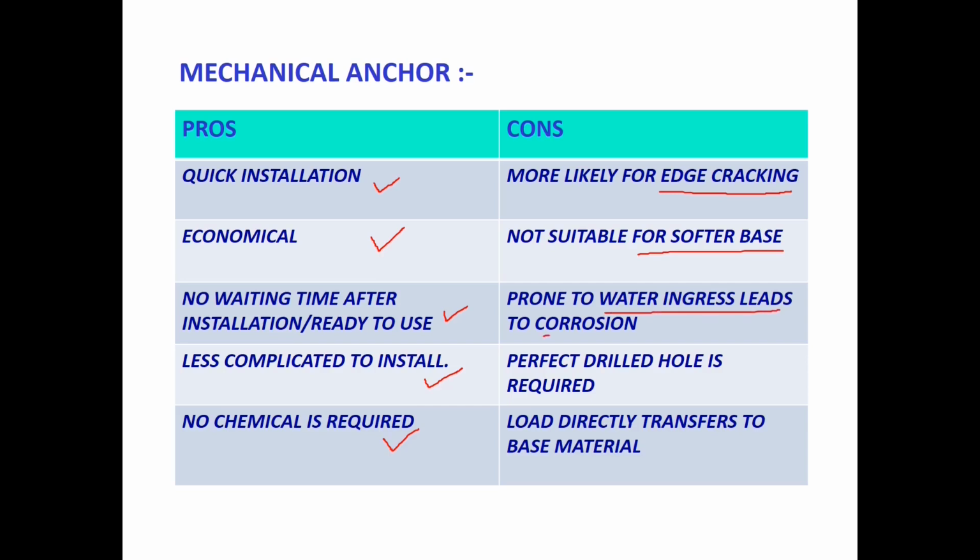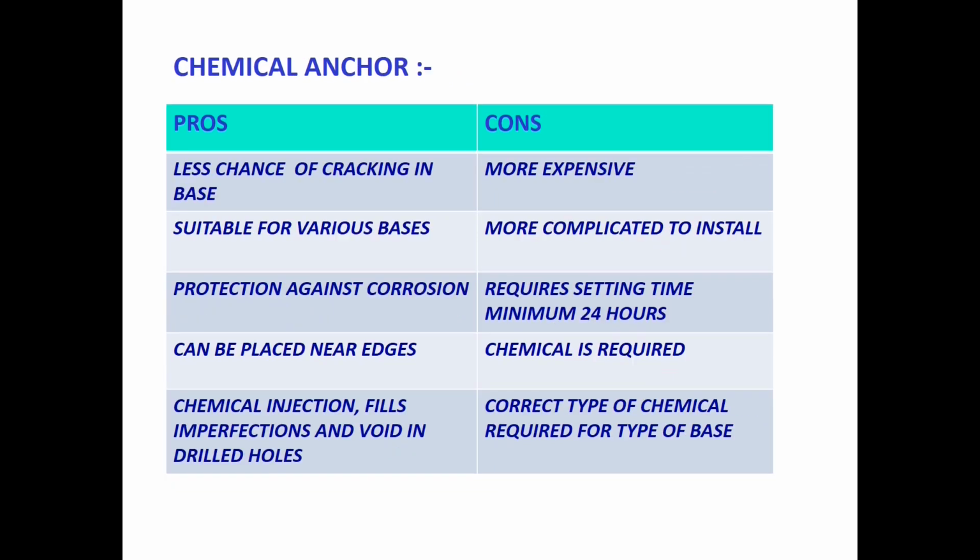Also, clean hole drilling is expected within the construction base, otherwise a perfect interlocking mechanism will not happen. This is why a mechanical anchor is not suitable if the construction base is soft or too weak. In a chemical anchor, the adhesive forms a cushion between the construction base and the anchor shaft. This is why direct load transfer does not happen, which reduces the chances of cracking of the construction base.